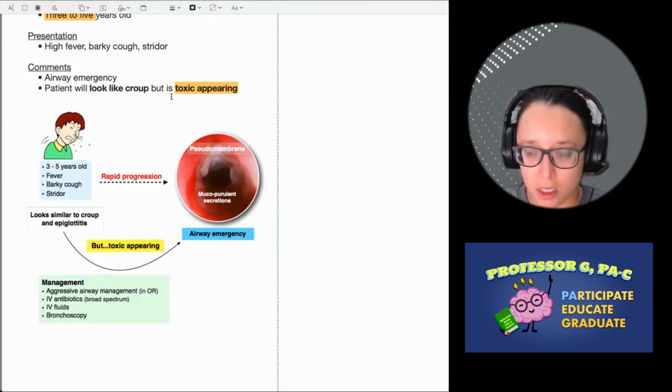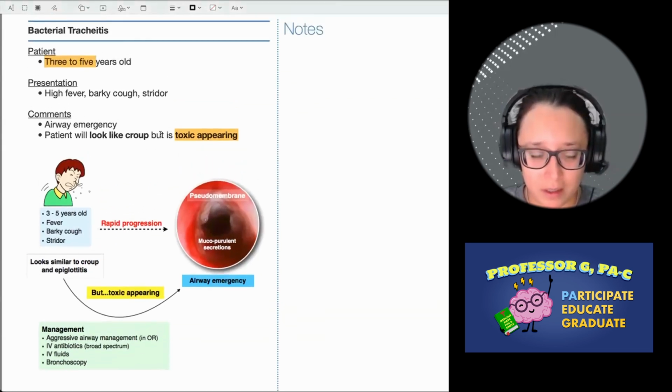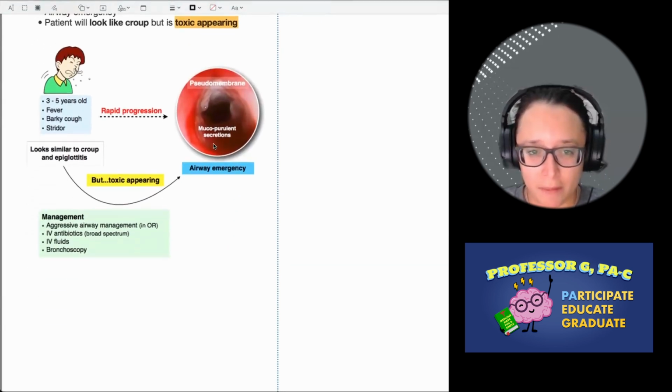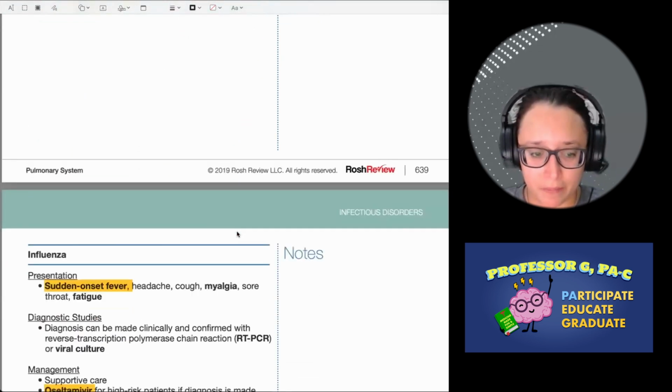They'll mention toxic appearing or lethargic or things like that in the vignette, and in that case they need to be admitted, they need to be intubated, and they need to be given IV antibiotics. I see very, very little questions on this, but the key factors to differentiate it from croup is that they're much more toxic appearing and it's much more rapidly progressing. So in that case, it's airway management, antibiotics, IV fluids. I don't see very many on that, so just keep it in the back of your mind.